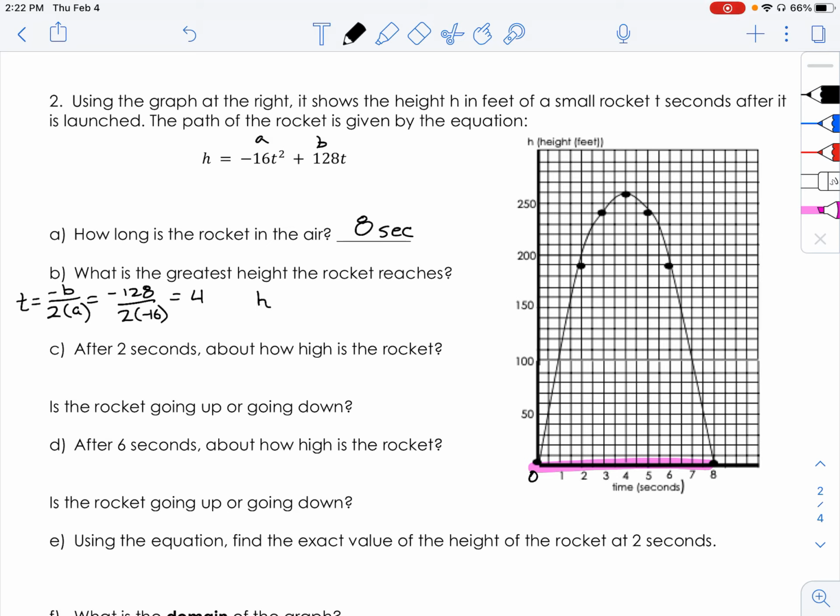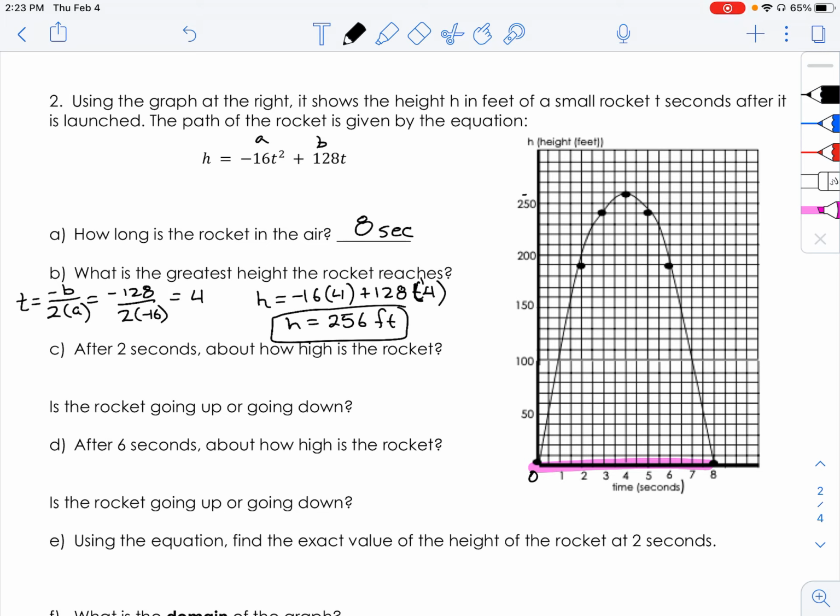Now we need to use 4 in order to get our maximum height. So wherever there's a t, I'm going to put 4. And then when I put this into my calculator, don't forget your signs, I get 256 feet. That is the maximum height, which looks about right if we look at the graph.